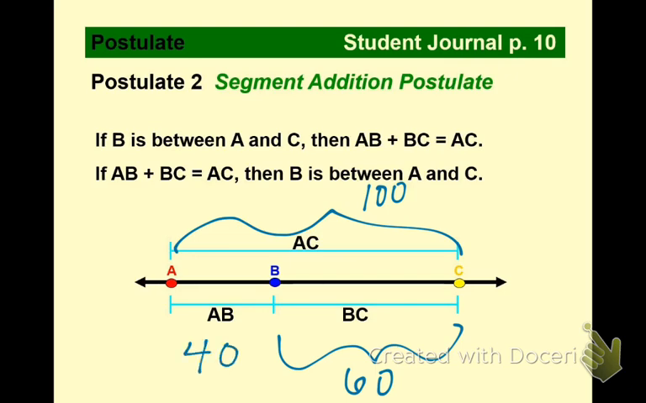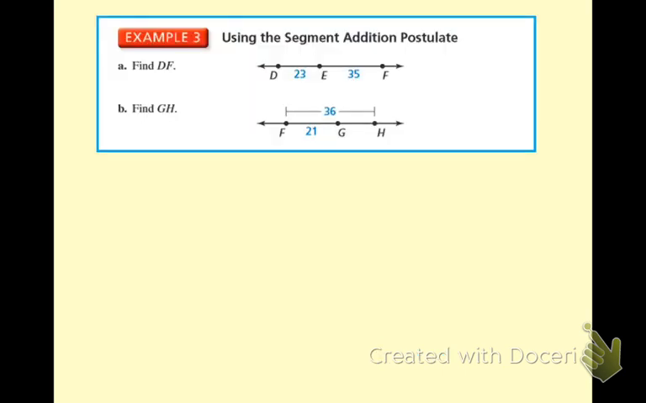Okay, so sometimes you'll be given the full length of the line and a piece of the line. Sometimes you'll be given the 2 pieces of the line. So when you're given the 2 pieces, you literally add them together. 40 plus 60 is 100. Okay, so you should like this section. It's a good one. All right, so let's do our 2 examples.